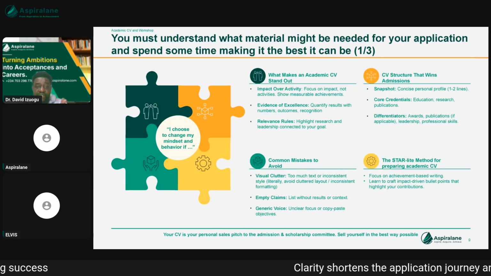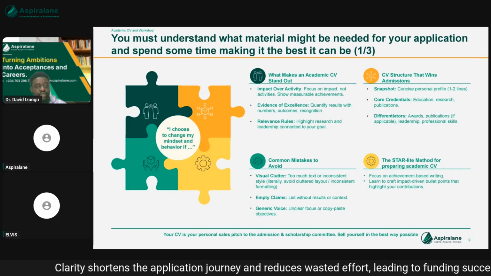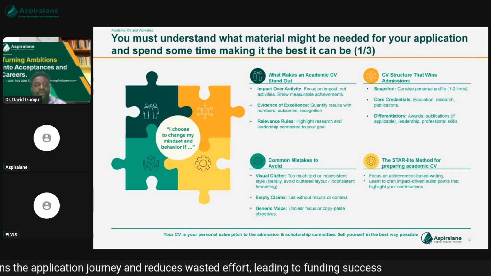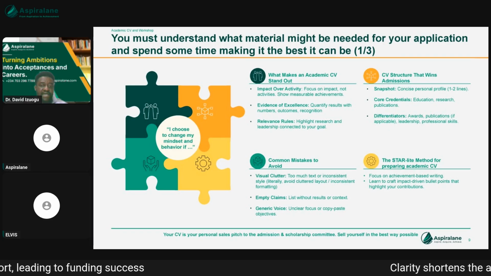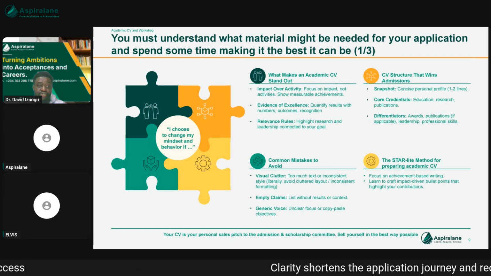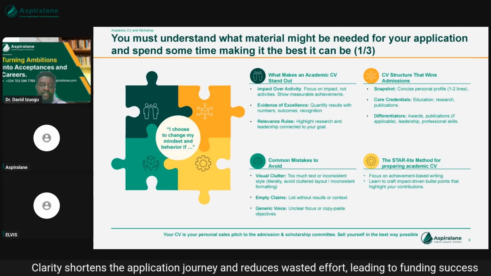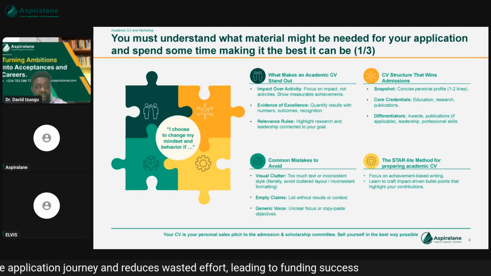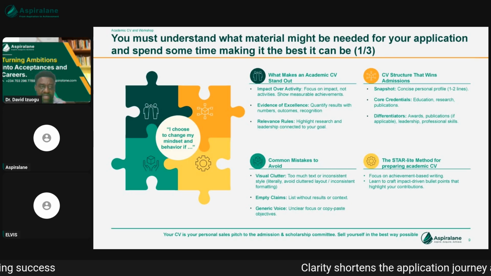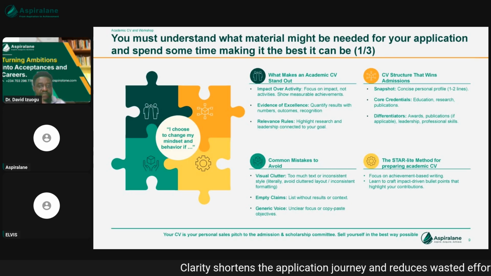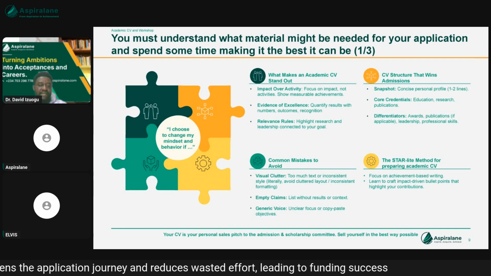Okay, so now we understand what makes an academic CV stand out, and at the same time, we know what the structure should look like. The next thing is, what are the common mistakes to avoid? Because while you are doing this, you could see that actually you have your structure, you have these sections that I'm talking about, you have your snapshot, the core credentials, you have your differentiators, and you've written it in a way that is impactful. You've shown evidence of excellence. You've used the relevance rule.